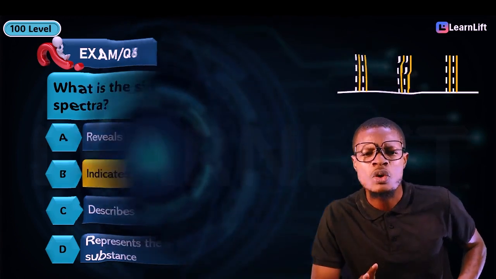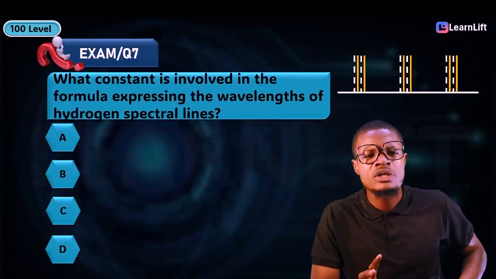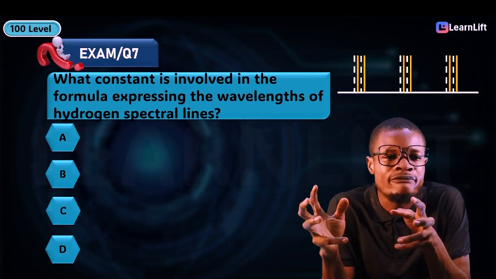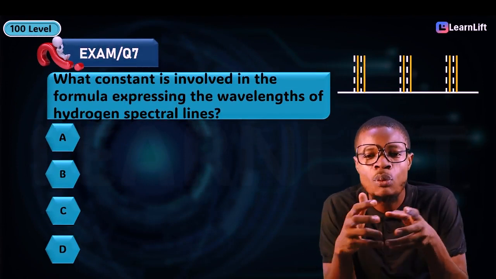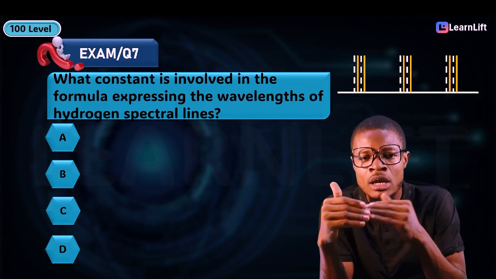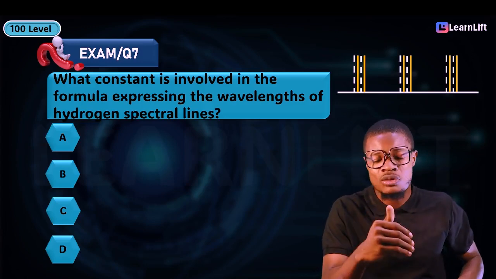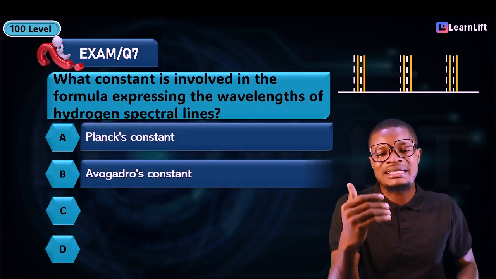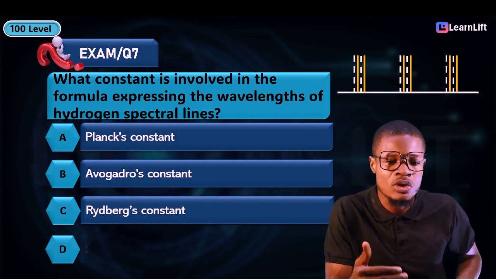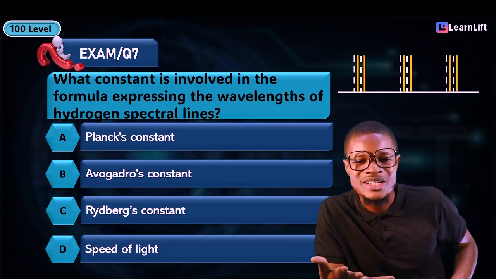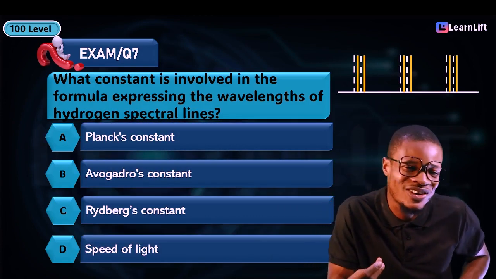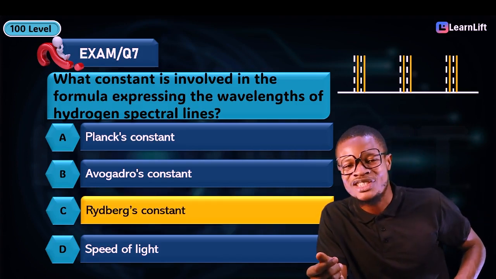Look at the next question, question 7 here. What constant is involved in the formula that expresses the wavelength of hydrogen spectral lines? Is it Planck's constant? Is it Avogadro's constant? Is it Rydberg's constant? Is it the speed of light? Of course, it is called Rydberg's constant, option C.